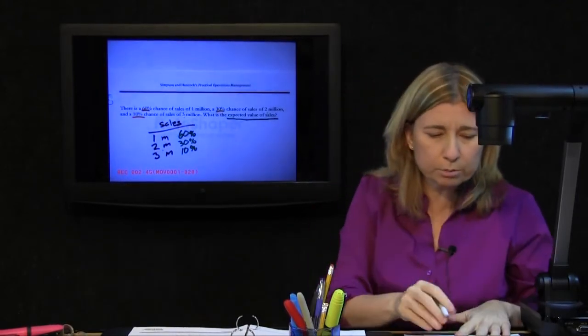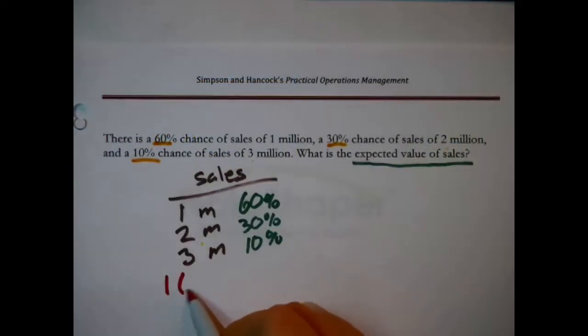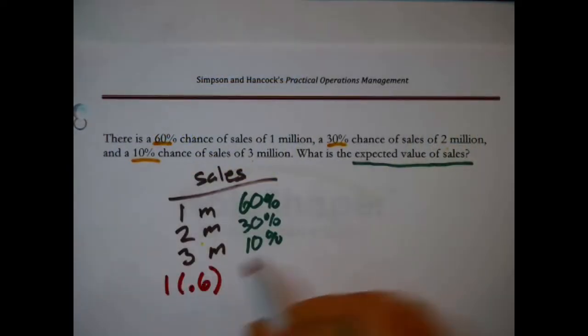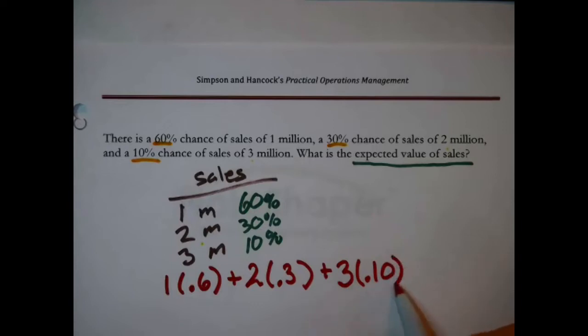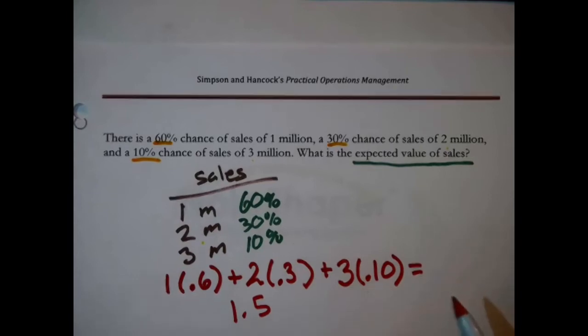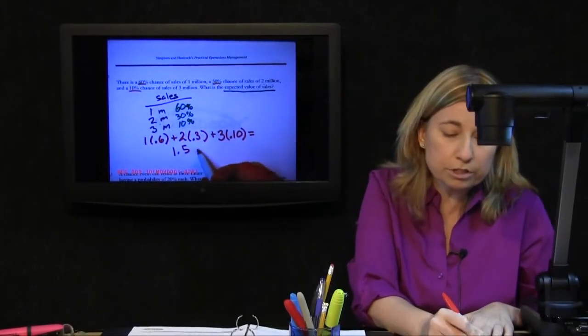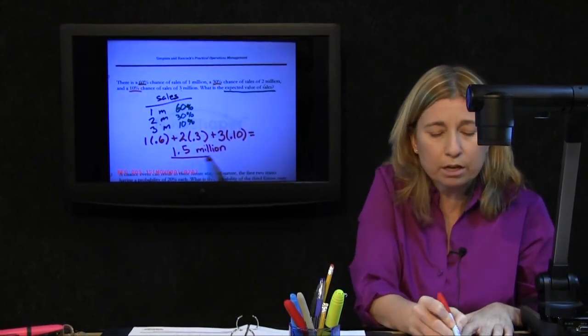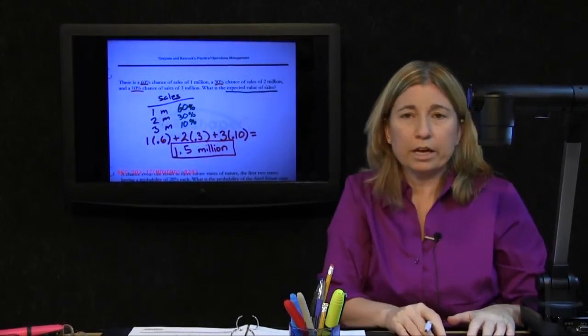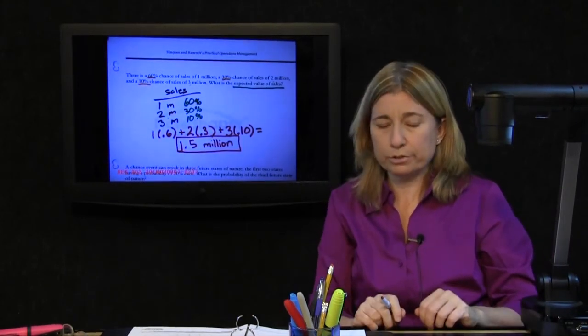So the actual arithmetic looks like here's the payoff times here's the probability in decimal places, the payoff times its probability, there's the 30%, plus the payoff times its probability, right? There's the 10%. On my calculator, I get 1.5, which is to say we do have to remember, because this is a nice thing, it's 1.5 million. That is the so-called expected value of sales.